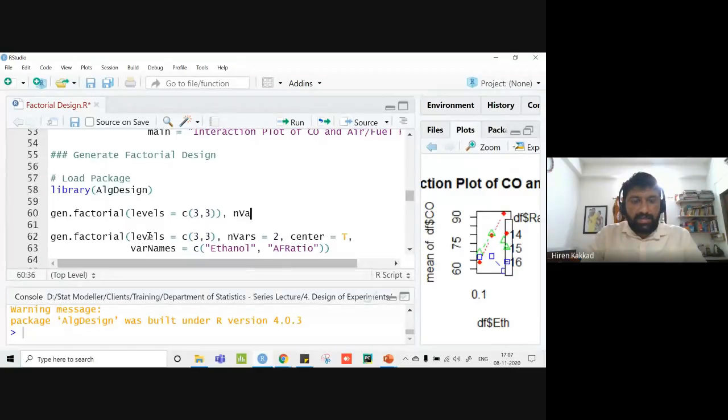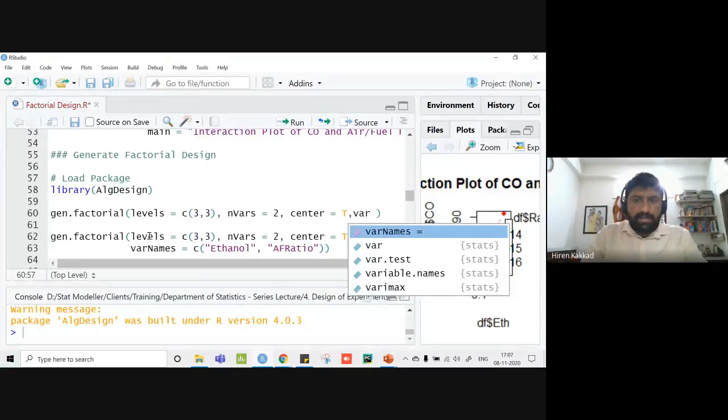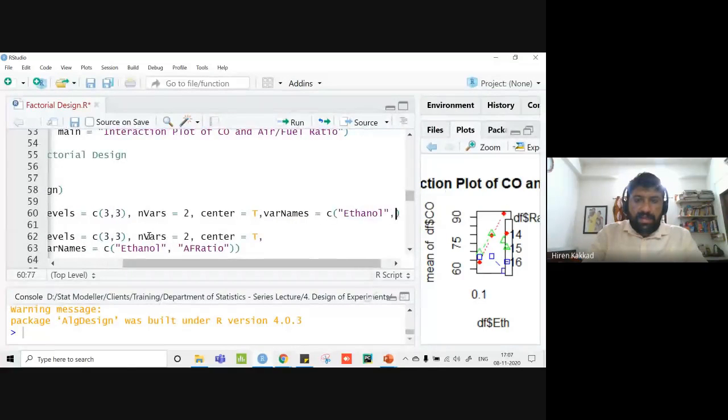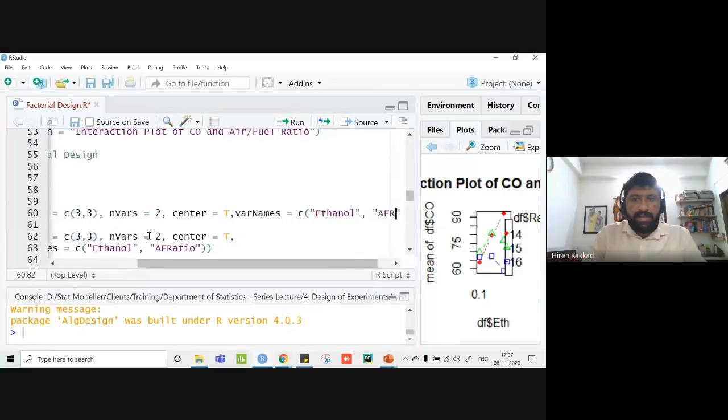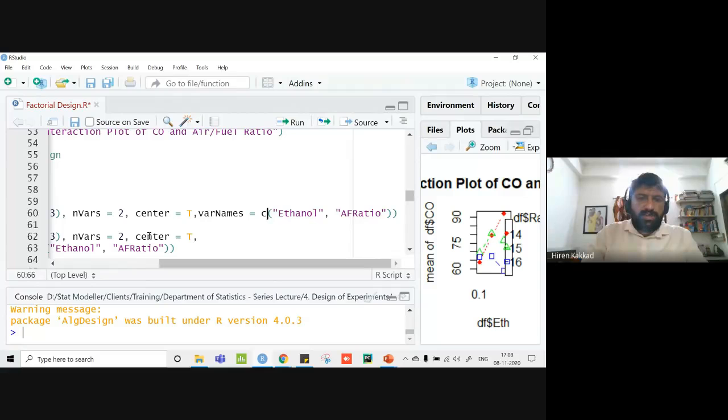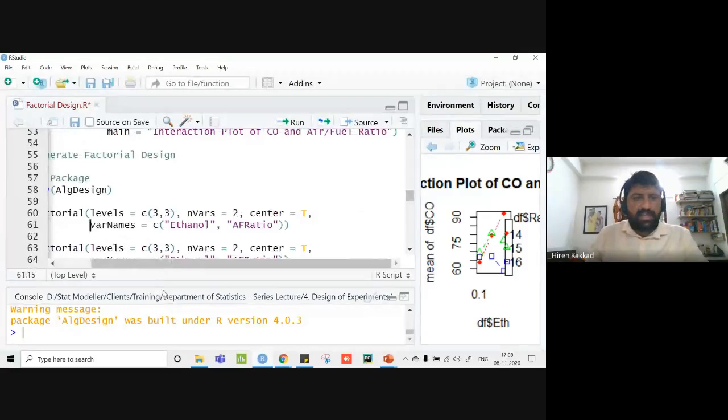So let me set it equal to 2, and then center equal to, let's say, true. I'll also show you by making it false. And then I'm giving the variable names, that is ethanol and AF ratio, right? Now to make it more readable, I'm just taking it to the second line.